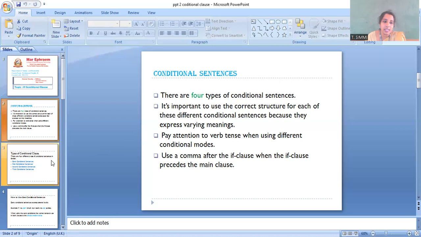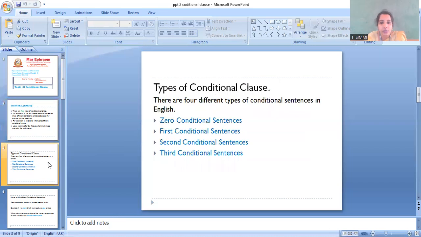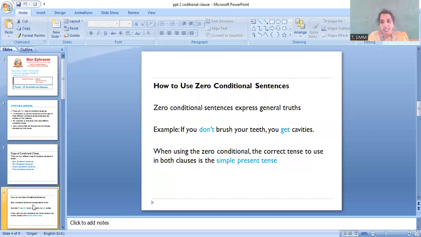So see the types of conditional clauses. There are 4 different types of conditional sentences in English. The first one is zero conditional, the second one is first conditional, the third one is second conditional, and the fourth one is third conditional. So first is zero, second is first, third is second, and fourth is third conditional clauses.